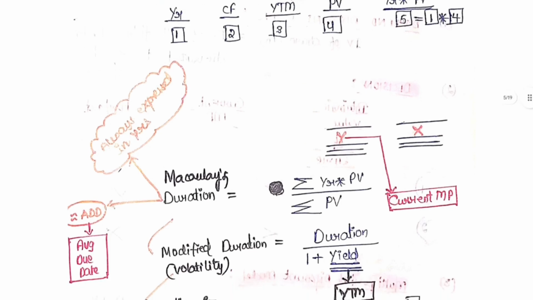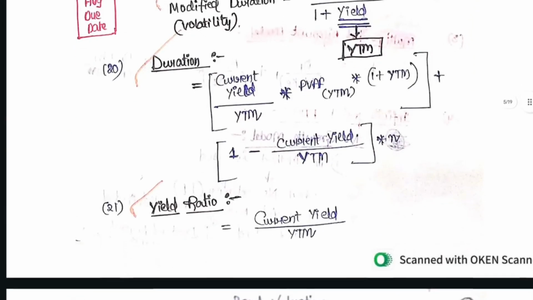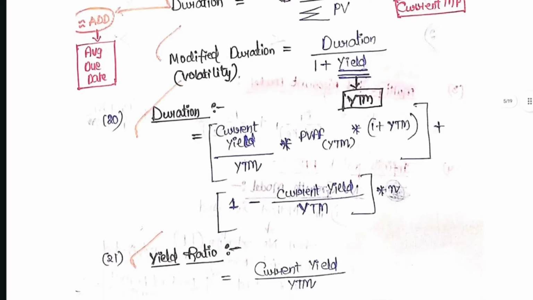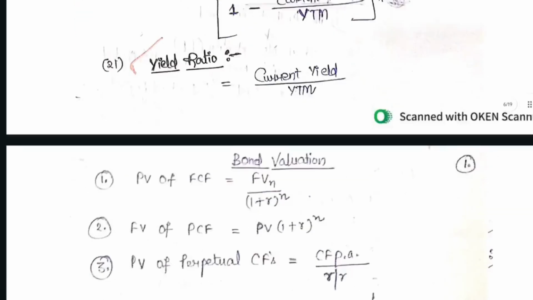Macaulay's duration is nothing but average due date, calculation of average due date. It is always expressed in years. Macaulay's duration equals summation of year into present value divided by summation of present value. Modified duration, that is volatility. Modified duration equals duration divided by 1 plus YTM. Yield ratio equals current yield divided by YTM.